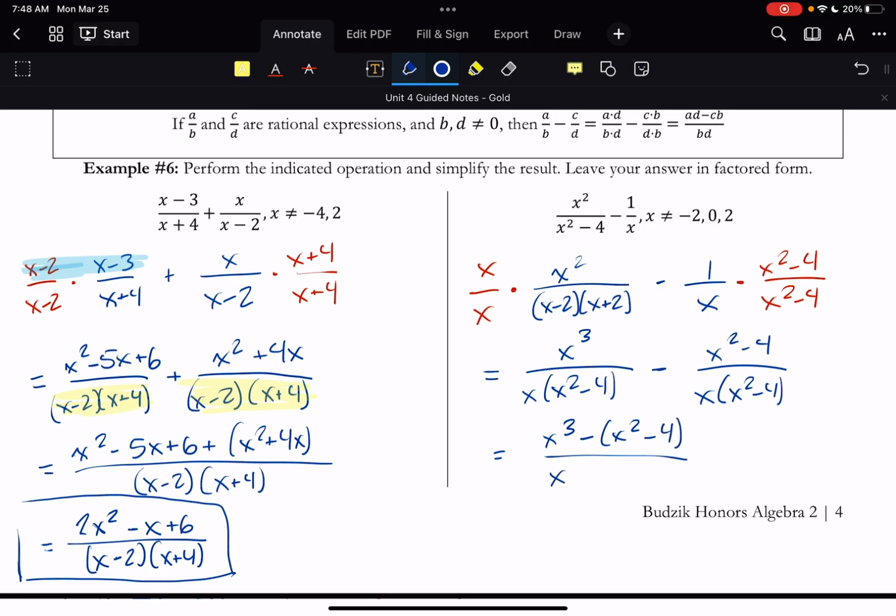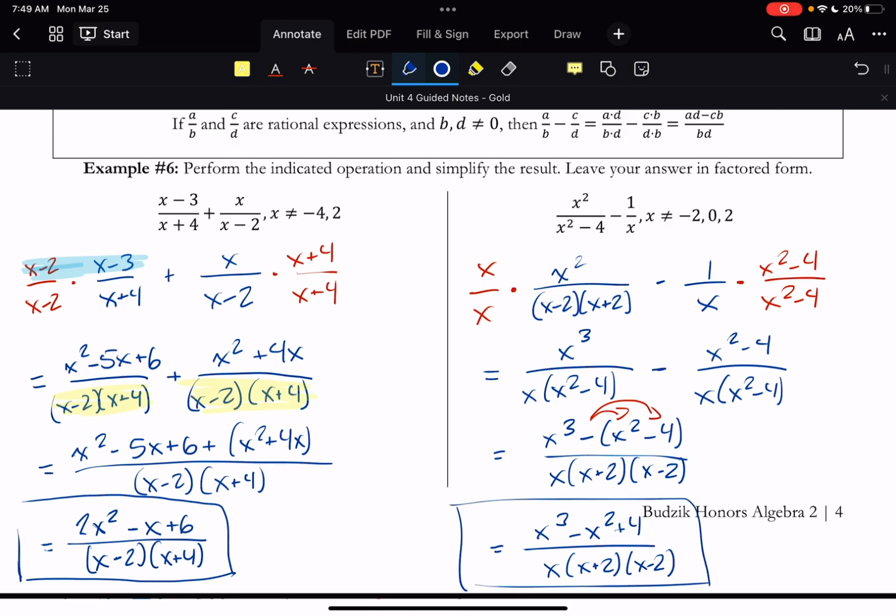And now here's where I'm going to want to factor that denominator. So x squared minus 4, again, like we said, factors into x plus 2 times x minus 2 because it's a difference of squares. And now we want to make sure that we're watching our signs, so we distribute that negative to both of those terms. So that is going to give me x cubed minus x squared plus 4 over x times x plus 2 times x minus 2. And I cannot factor the numerator. There's nothing that I can cancel out, so I am done.